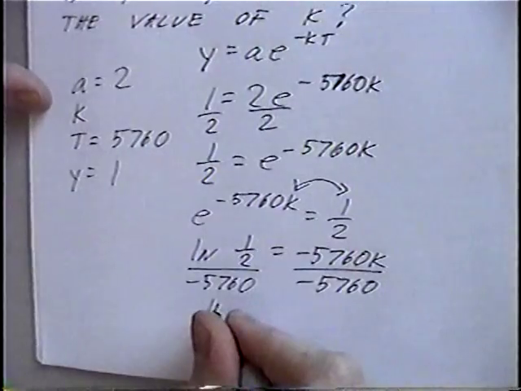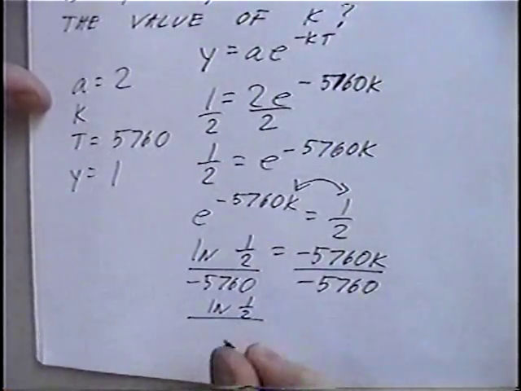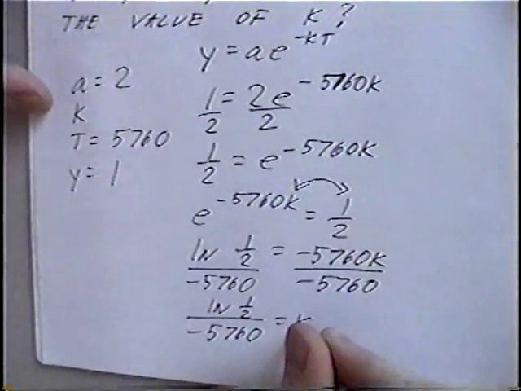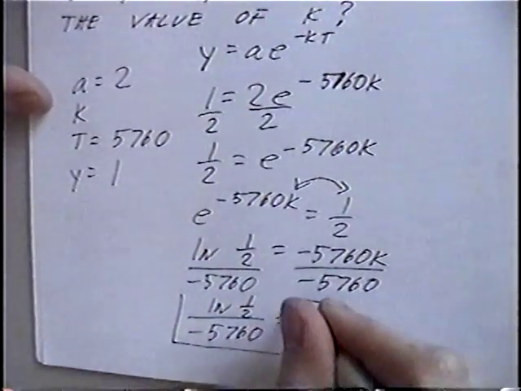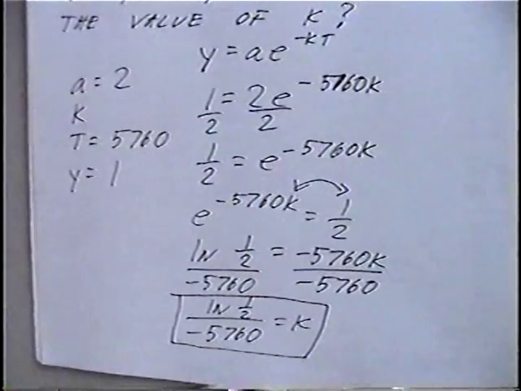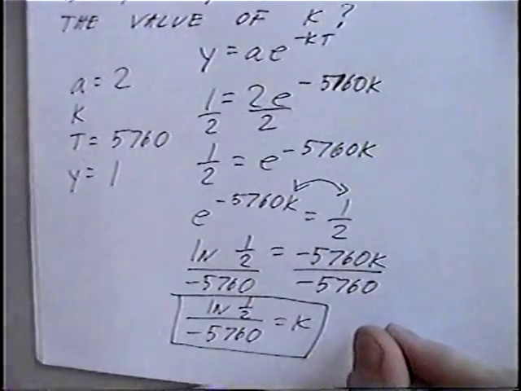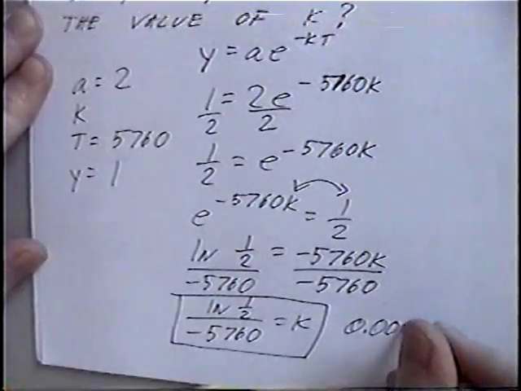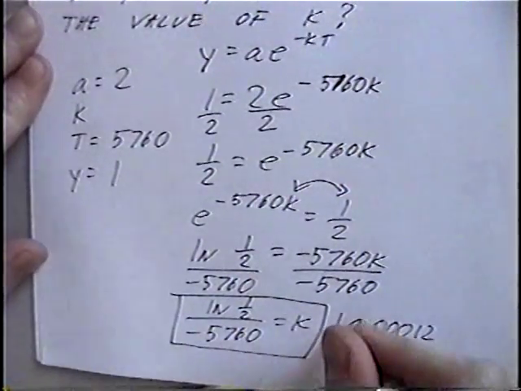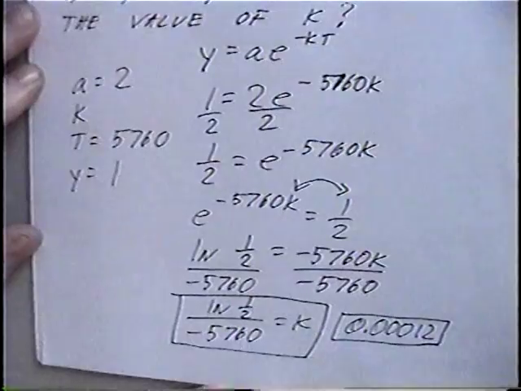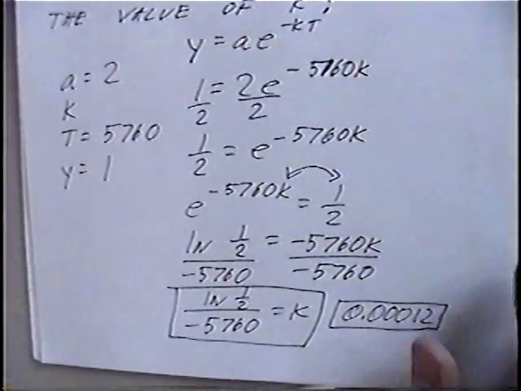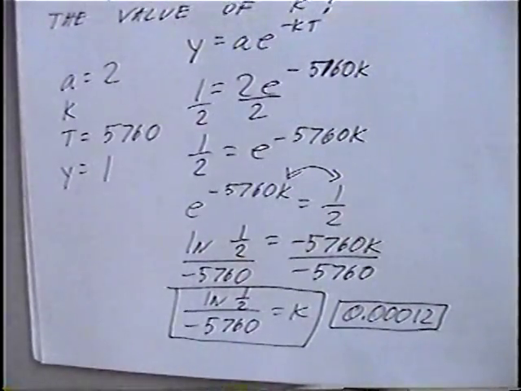And our final answer, natural log of 1/2 divided by negative 5,760, is what k is equal to. Using a calculator, you can get a decimal for this. That decimal would be 0.00012. K again is just a constant. That constant would be the same for any problem dealing with the specific carbon-14 and half-life.